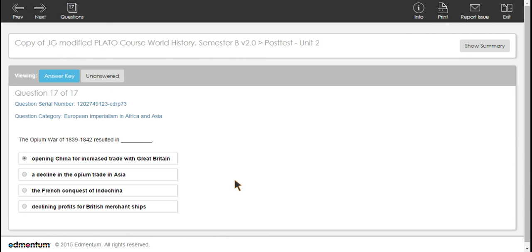The Opium War of 1839 to 1842 resulted in opening China for increased trade with Great Britain, a decline in the opium trade in Asia, the French conquest of Indochina, or declining profits for British merchant ships. Our correct answer is opening China for increased trade with Great Britain.